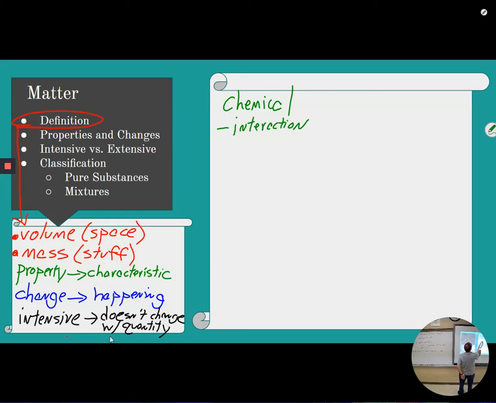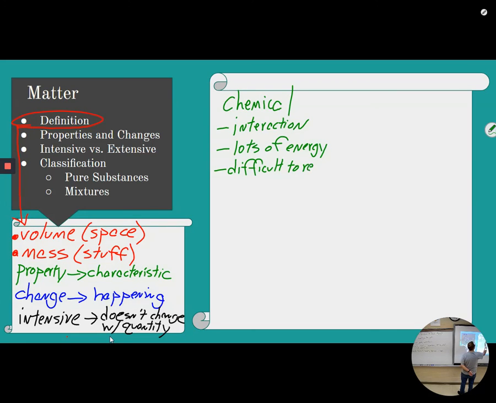Okay? Typically, chemical properties and changes involve lots of energy. They are usually harder to reverse. You end up with new properties or new substances.